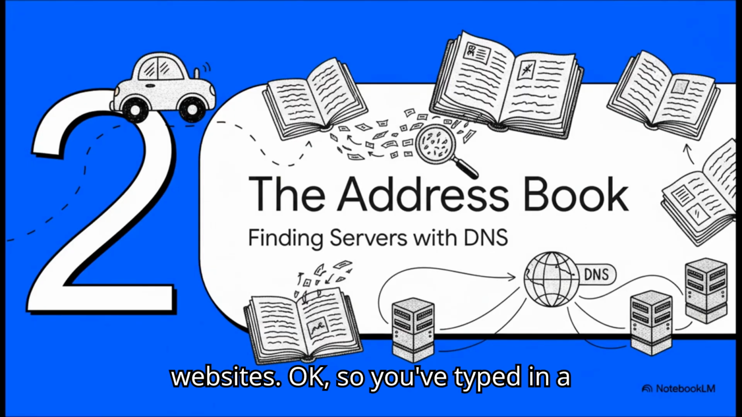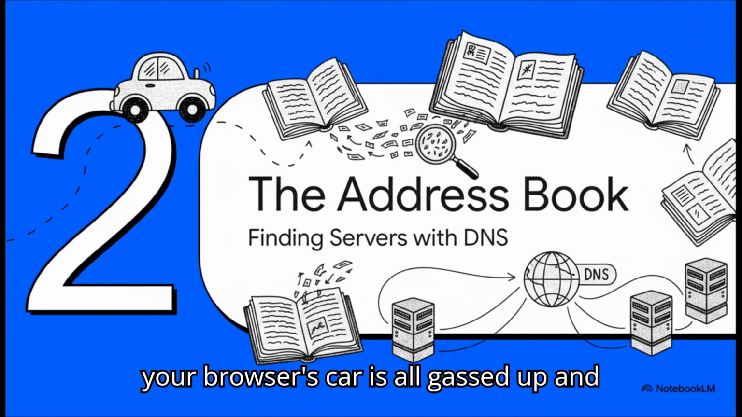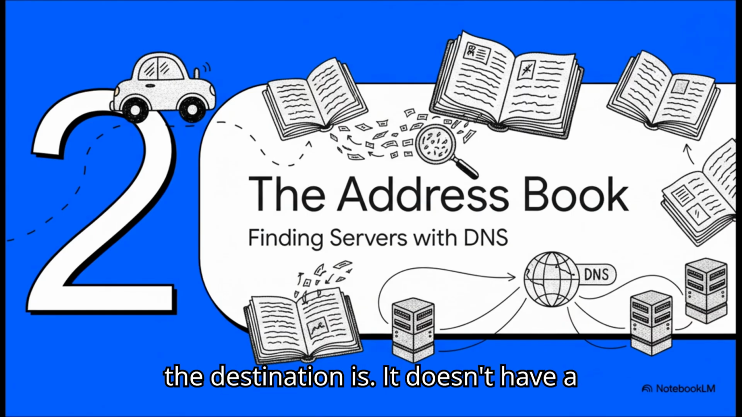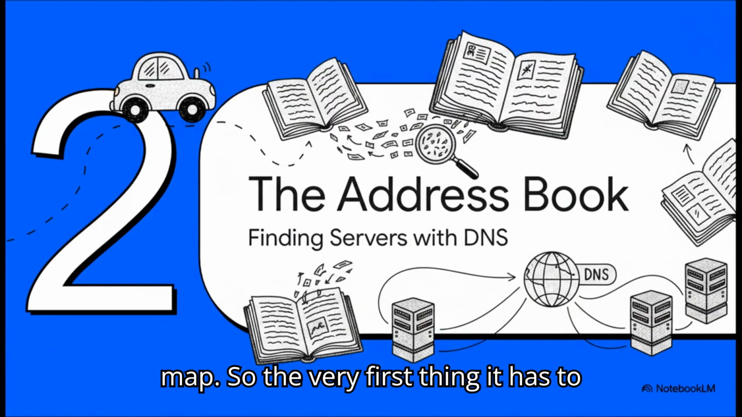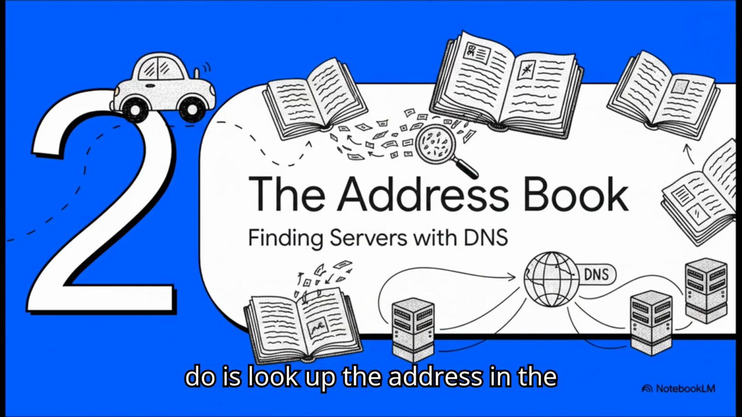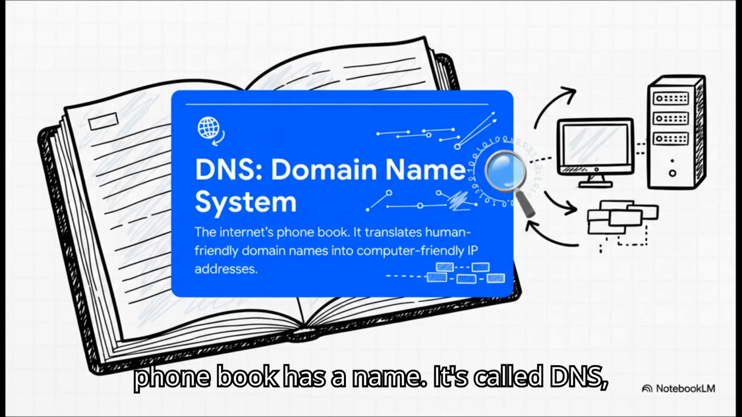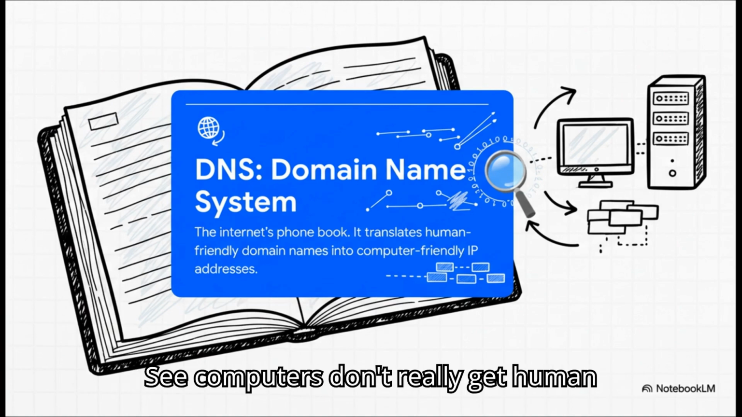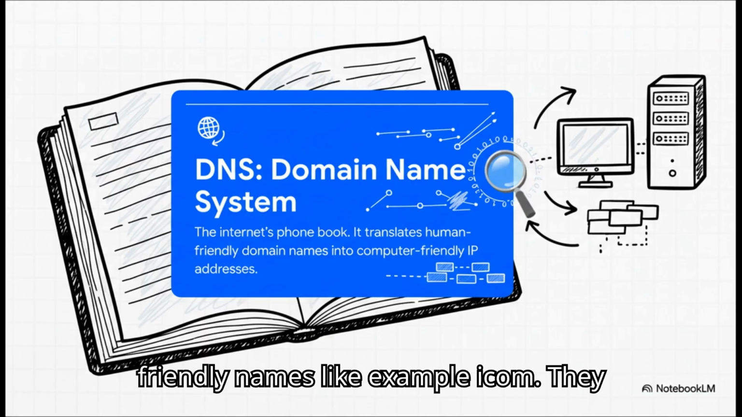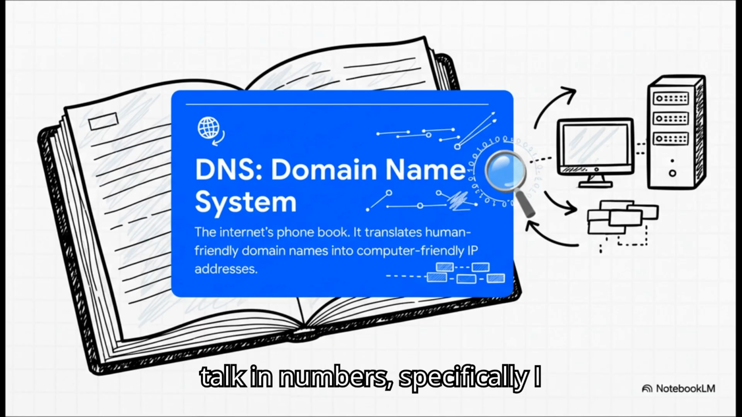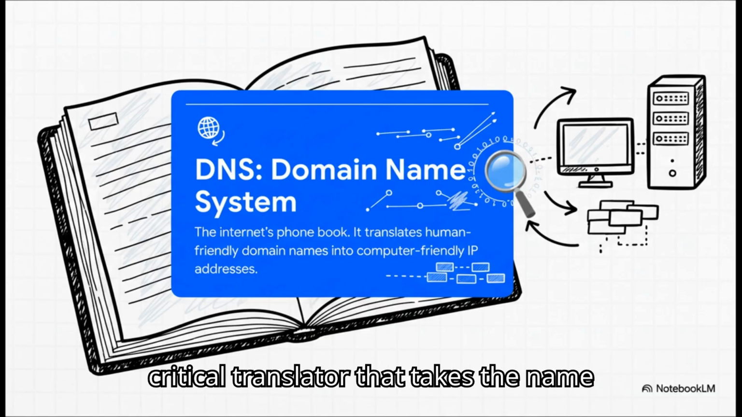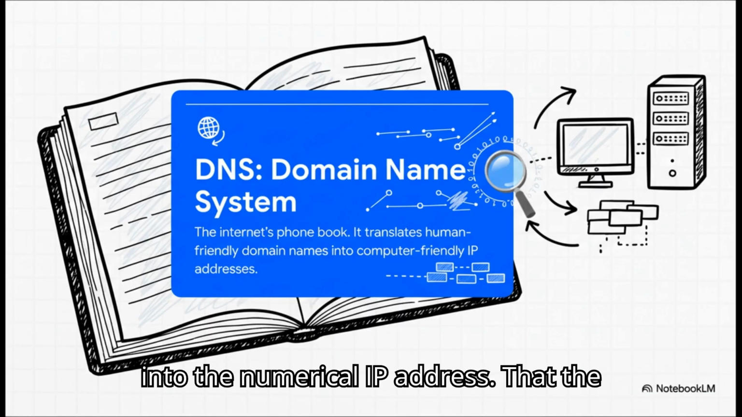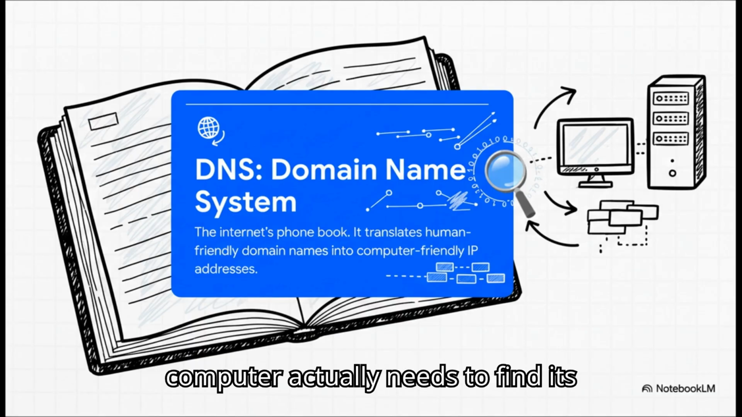Okay, so you've typed in a web address. Sticking with that analogy, your browser's car is all gassed up and ready to go, but it has no idea where the destination is. It doesn't have a map. So the very first thing it has to do is look up the address in the internet's massive phone book. And that phone book has a name. It's called DNS, which stands for the Domain Name System. See, computers don't really get human-friendly names like example.com. They talk in numbers, specifically IP addresses. So DNS is that absolutely critical translator that takes the name you can easily remember and turns it into the numerical IP address that the computer actually needs to find its destination.